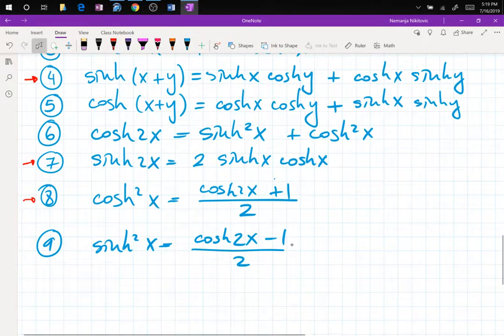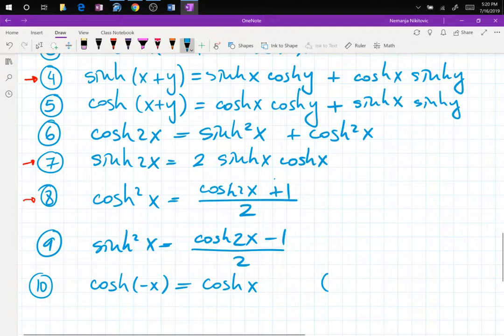And finally, the last 3 are the ones that talk about even and odd functions, where we learned that cosine is even, which is the same for trig. Cosine hyperbolic is even, and sine and tangent are odd. So numbers 10, 11, and 12, I'll do these in blue. Number 10 says that the cosine hyperbolic of negative x is the same as the cosine hyperbolic of x. I'll put in parentheses: even function.